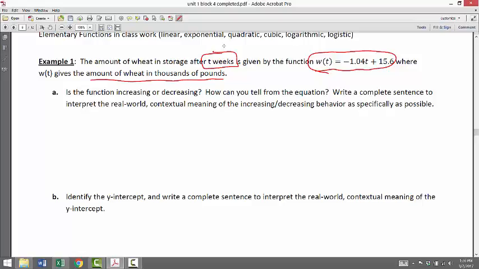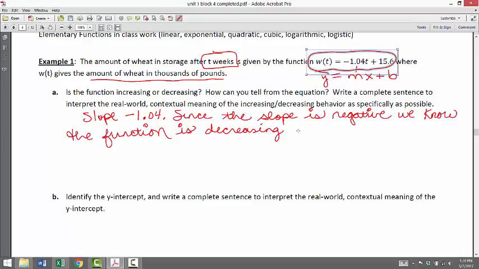So it asks us first, is the function increasing or decreasing, and how can we tell? Well, first just observe that this is a linear function. It has the form y equals mx plus b. M is negative 1.04, b is 15.6. Remember that m stands for the slope of the function. So this is slope negative 1.04. Since the slope is negative, we know that this function w of t is decreasing.